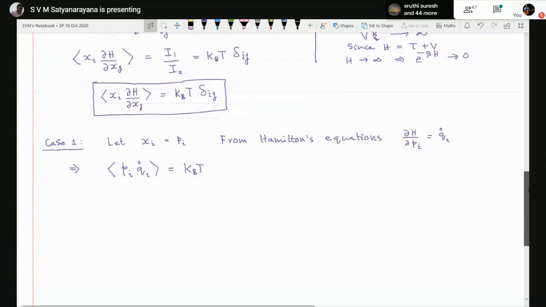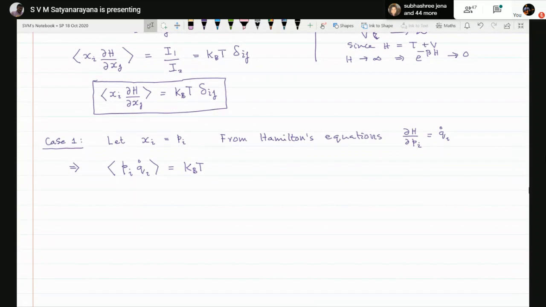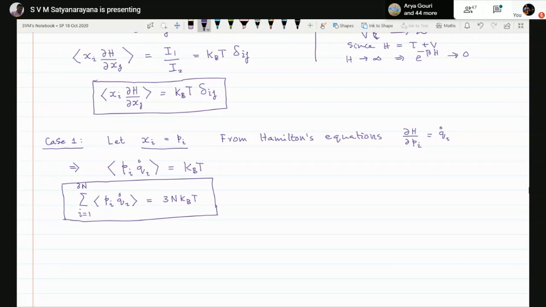Okay, pi into qi dot is equal to k. Now you can say that this is for a particular i, but then you can ask the question, what happens if I take all i? So there is something called sum over i equal to 1 to 3n. There are 3n momentum coordinates, right? So if I sum over all of them and ask what is pi qi dot, I have something called 3n. Okay. So this statement is called the equipartition theorem.